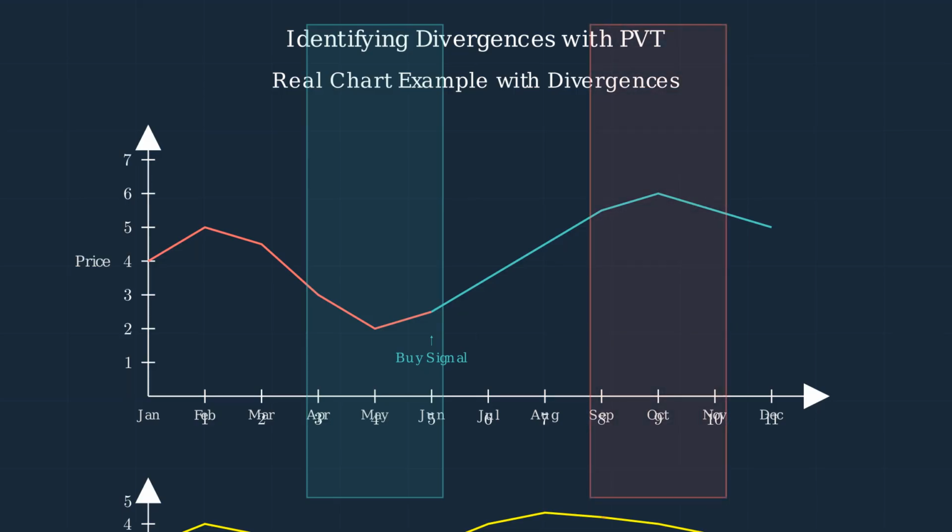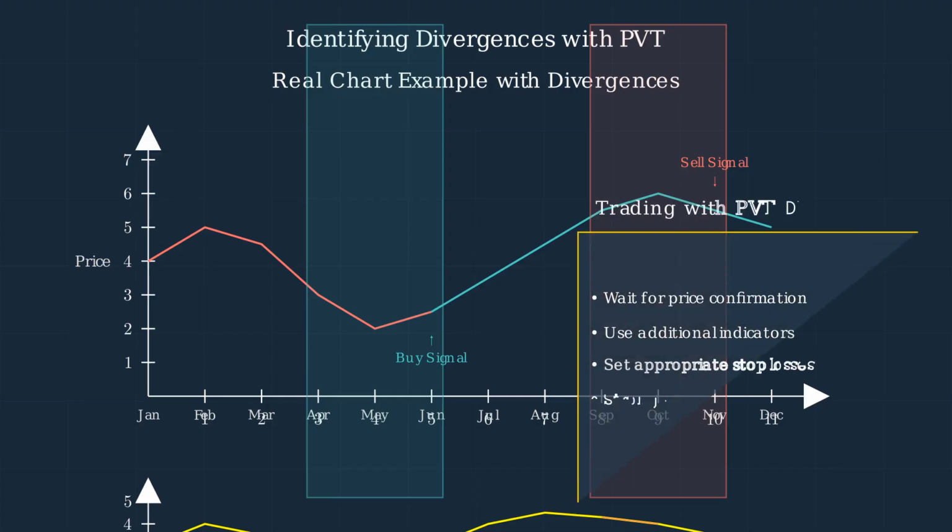Later in the chart, we can identify a bearish divergence. While price reaches a new higher high, the PVT fails to confirm and instead makes a lower high. This bearish divergence signaled a potential reversal and provided a sell opportunity before the trend actually changed direction.